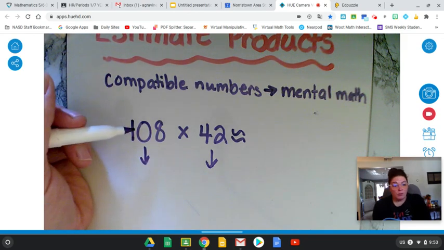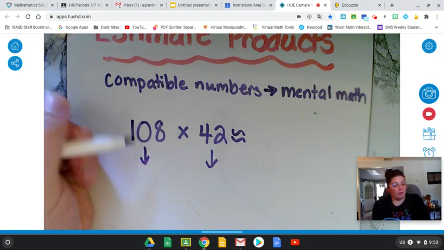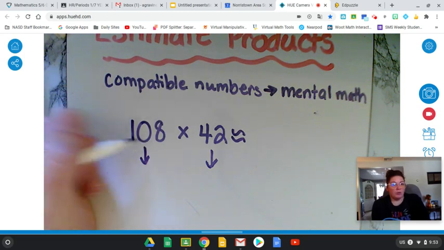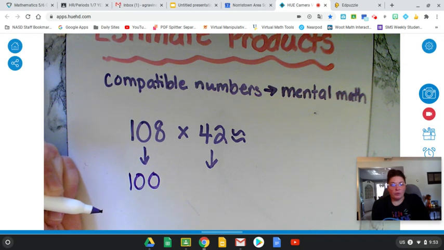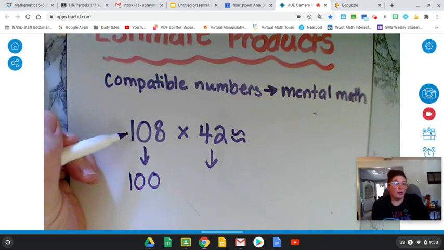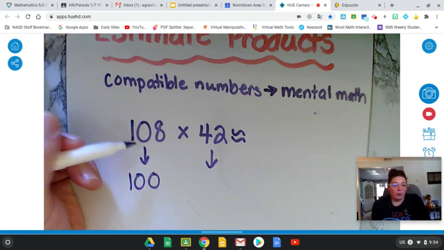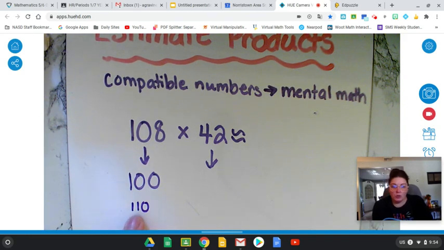What I would do is say that 108 is really close to a happy number. Happy numbers have zeros in them. So the happy number that's close to 108 is 100. The more zeros, the better. You could have also said it's close to 110, but then you have to be careful that you can mentally compute with 110. If you can't do mental math with 110, then don't choose that number.